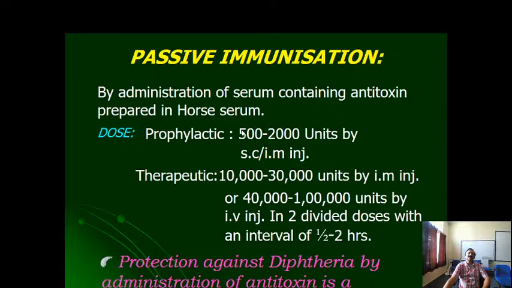Passive immunization can be given with horse serum, 500 to 2000 international units, given subcutaneously or intramuscularly. That's for prophylaxis. Therapeutically, we generally give 10,000 or 30,000 units, or it can go up to 1 lakh units in 2 divided doses. Protection against diphtheria by administration of antitoxin is quantitative. You have to consider what the benefit to the patient is, and then decide on it. That's all that I have to say on diphtheria.